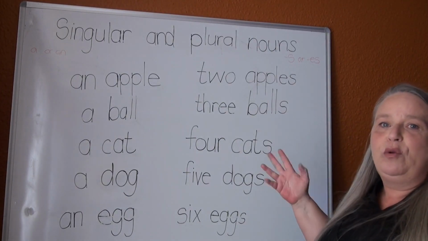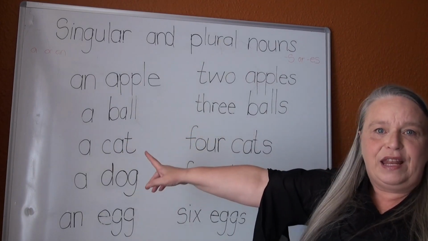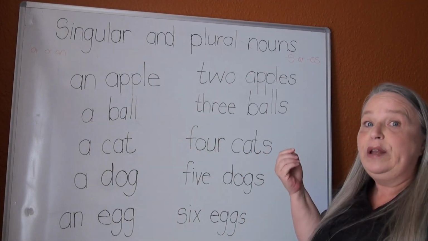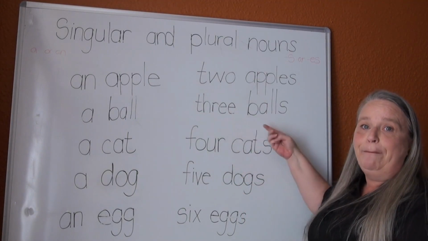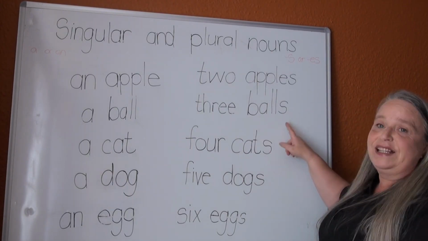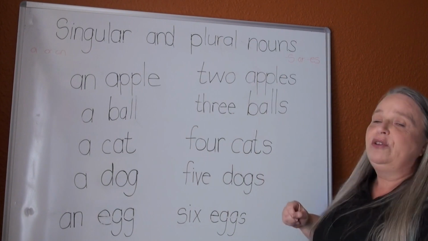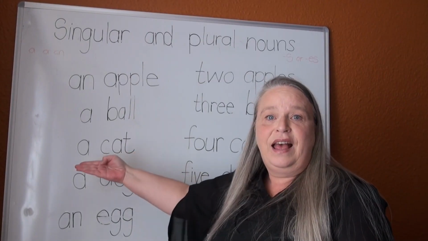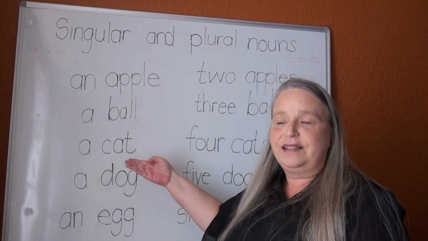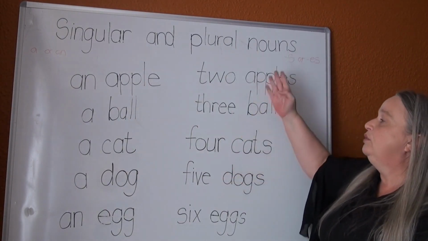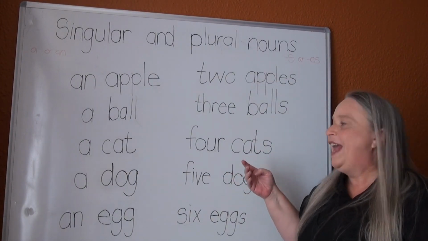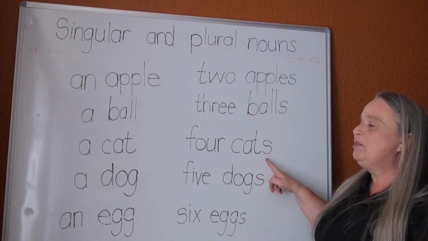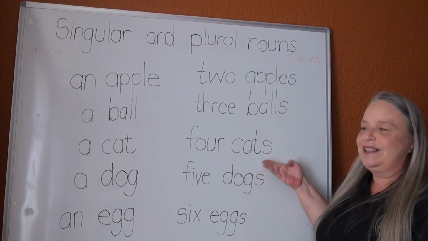And when we have more than one, we obviously do not use a and an anymore, because a and an are for one singular nouns. Now we are dealing with three balls. Don't forget that S, very important. Now look at cat. When we have one, we have a cat. Now we have plural nouns. We have four cats. Please remember the S. Four cats.